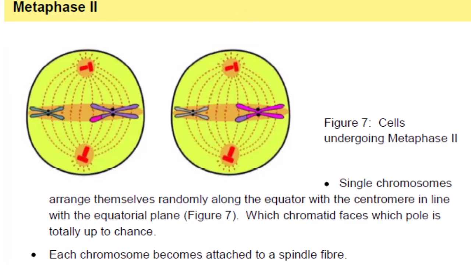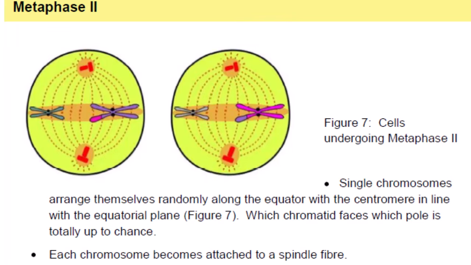So metaphase 2. In metaphase 2, the individual chromosomes, each still an X shape with 2 chromatids, line up along the equator of each of the 2 cells. Single file this time, not in pairs. Exactly. Single file, randomly arranged along the equator. Each chromosome attaches to spindle fibers from opposite poles.